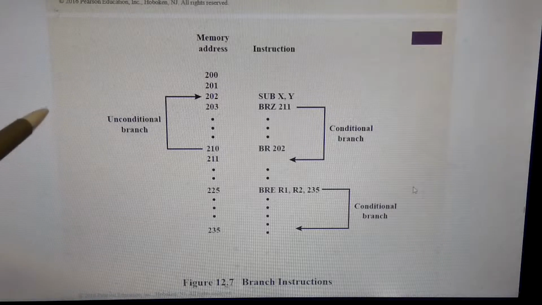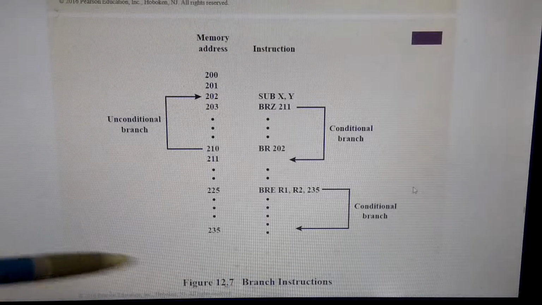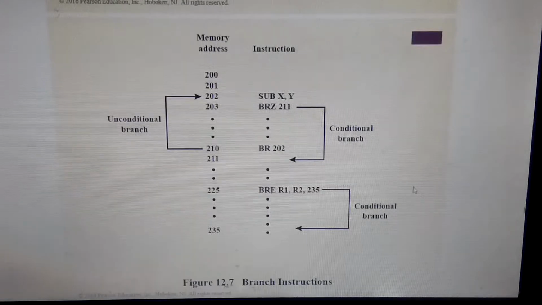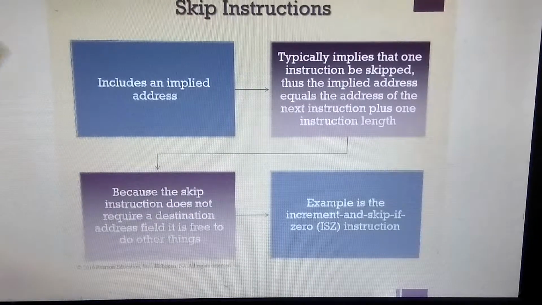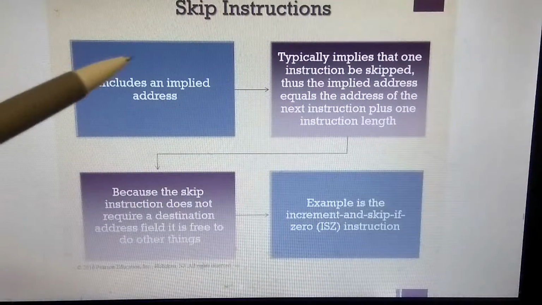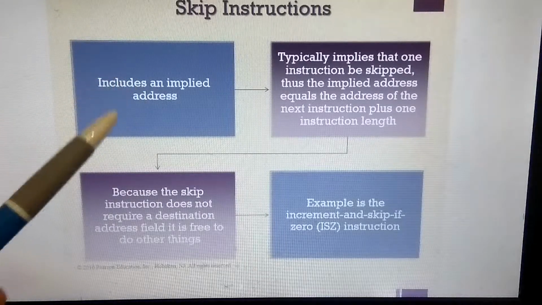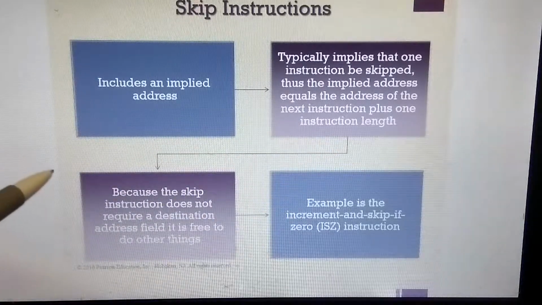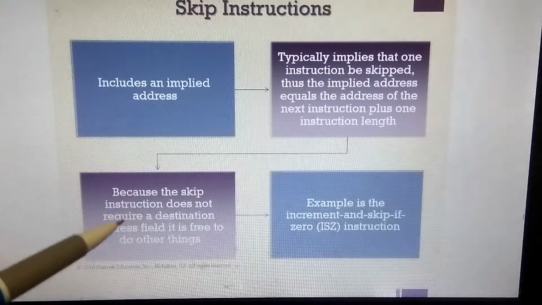This diagram shows an example of the branch instructions. And this is the description of a skip instruction, which typically implies that one instruction be skipped. Thus, the implied address equals the address of the next instruction plus one instruction length. And because the skip instruction does not require a destination address field, it is free to do other things.